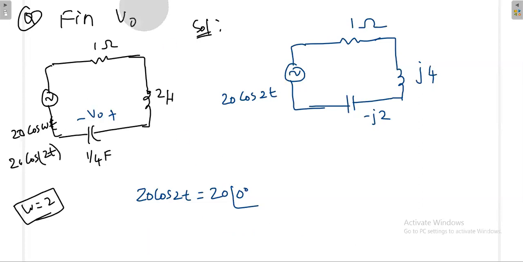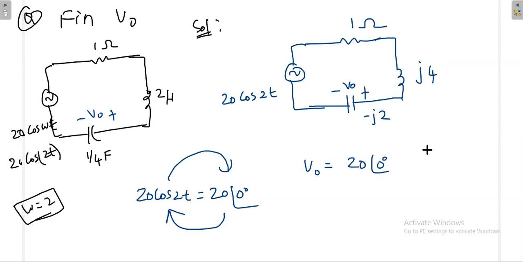Okay, the next, again I can write 20 cos 2t in terms of this one, and later you can also write it like this. No problem. You can write like this or like this. Once it is like this, then V naught is equal to, what is the voltage drop here? You can apply voltage division. What is the total voltage? The total voltage is 20 angle 0 degree. What is the impedance here? The impedance here is minus j2. What is the total impedance? The total impedance is 1 plus j2.